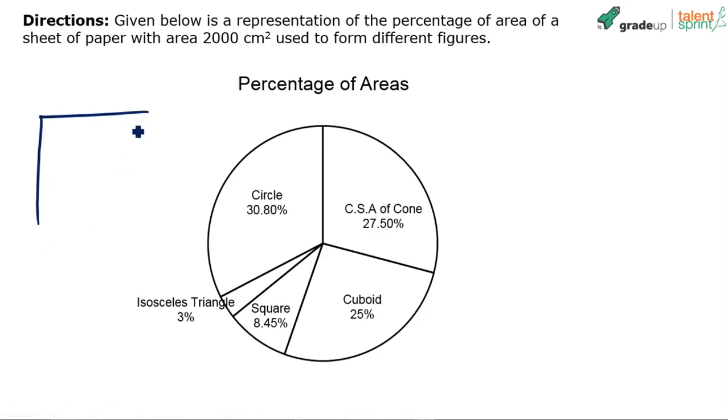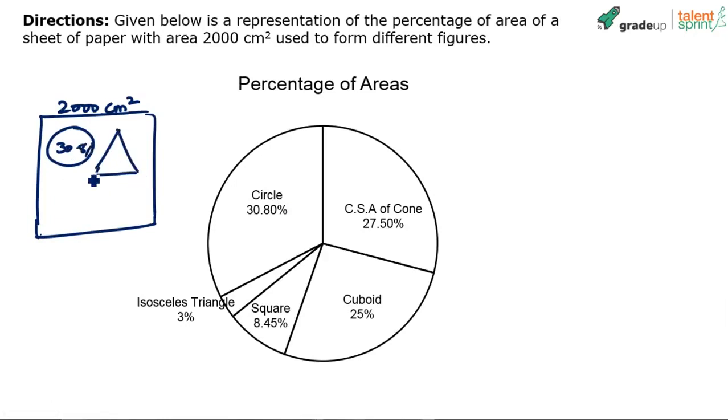To help you understand this, there is a sheet of paper. The total area of this sheet is 2000 centimeters square. Now we have formed different shapes from the sheet of paper. There is a circle which has been cut out, and this circle takes 30.8% of the area. Then we have also cut out an isosceles triangle. The area covered is only 3%.